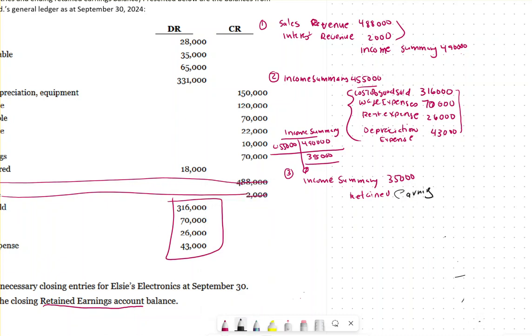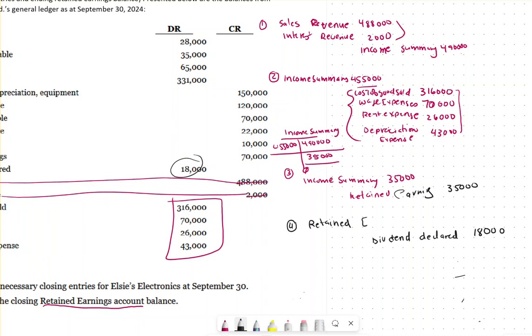Earnings, and that is 35,000. My fourth entry is to close the dividend declared account, and dividend declared normal balance is a debit balance. In order for me to close it, I needed to credit it. How much is that? They told us my dividend declared was 18,000, and I will have to credit the 18,000. I will have to debit my retained earnings.